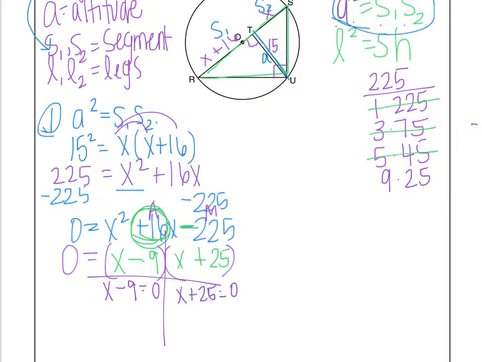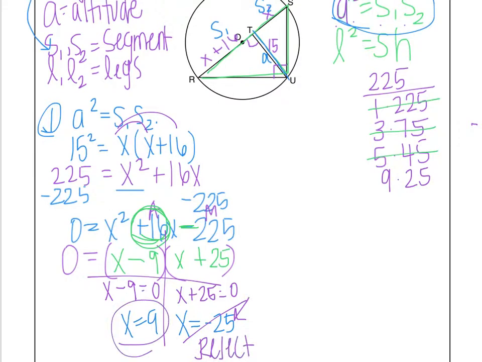And your goal is to solve for x. So add 9 to both sides and you get x equals 9. Subtract 25 from both sides and you get negative 25. Now we can't have 2 solutions here because we're talking about side lengths, and we can never have a negative side length. So what we do is cross it off and reject it, which means that x is equal to 9.